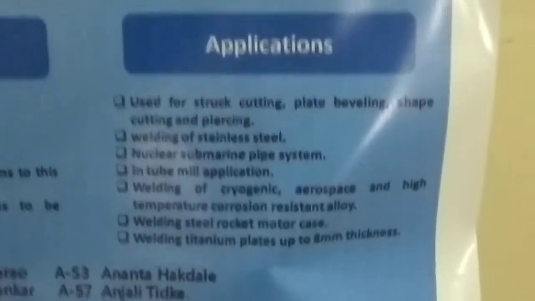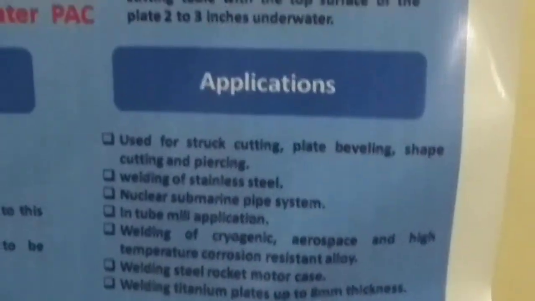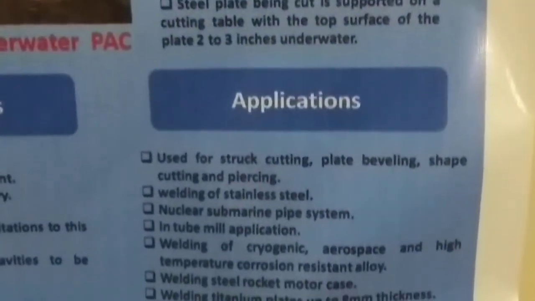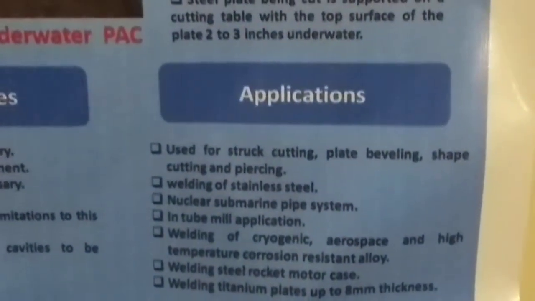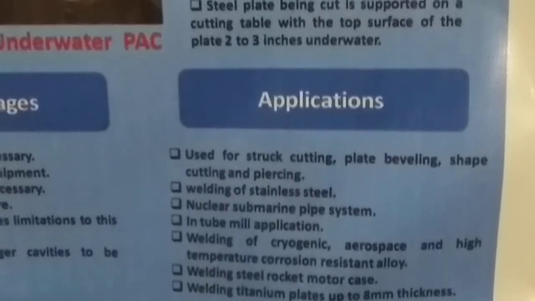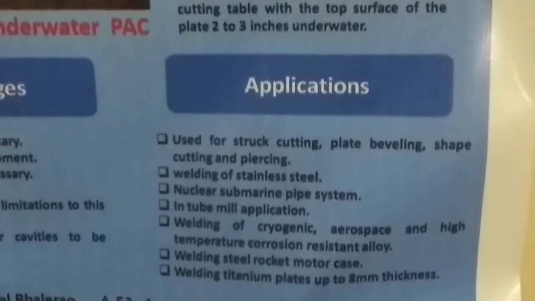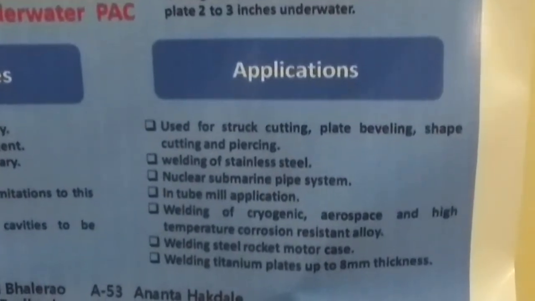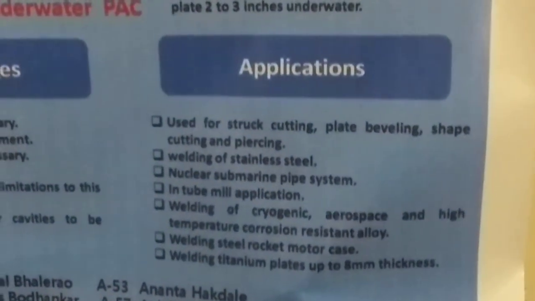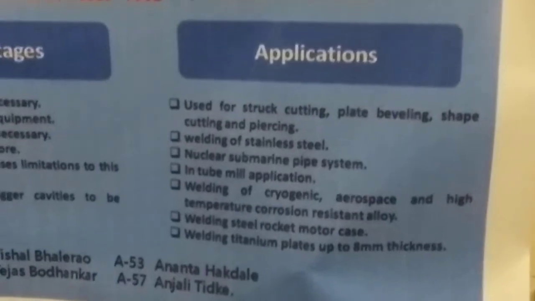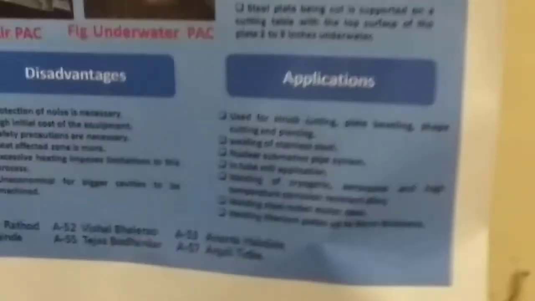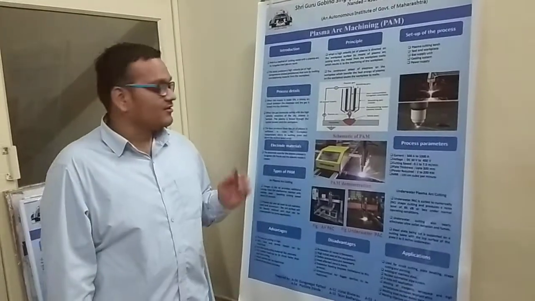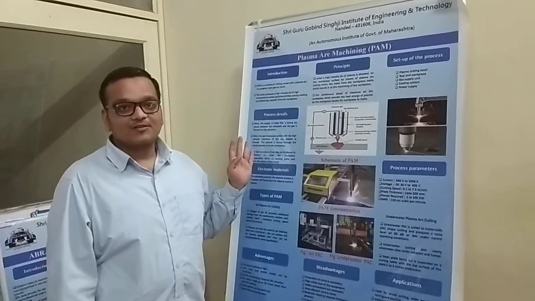Then the applications of plasma arc machining. Used for stack cutting, plate beveling, shape cutting and piercing, welding of stainless steel, nuclear submarine pipe systems in tube mill applications, welding of cryogenic aerospace and high temperature corrosion resistant alloys, welding steel rocket motor cases and welding titanium plates up to 8 mm thickness. So thank you. This is about plasma arc machining.